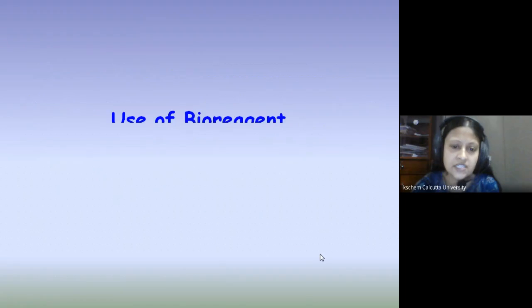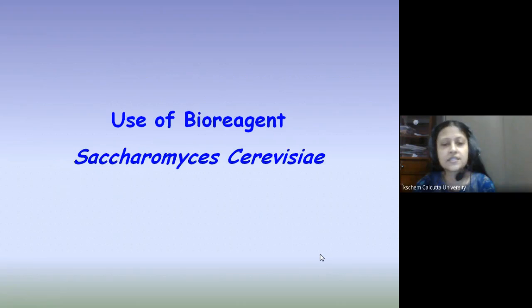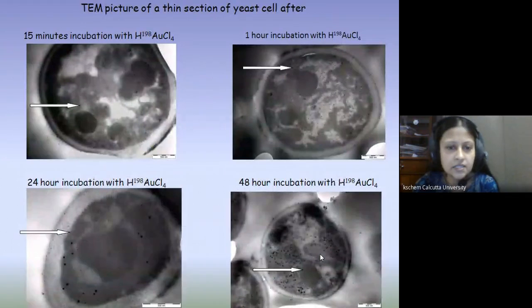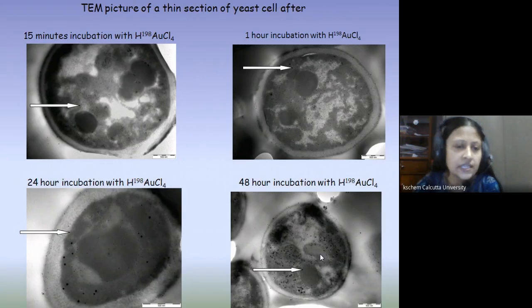So we extended our studies to see whether this generation of nanoparticle could be done in biological cells also, and we selected the yeast cells of Saccharomyces cerevisiae, and we just put some live cells of yeast in auric chloride solution and kept it for 15 minutes, and we could see that gold nanoparticles were generated even within 15 minutes inside the cells, and the particles grew more after 1 hour, and there were more number of particles after 24 hour. Even the size also increased after 24 hour.